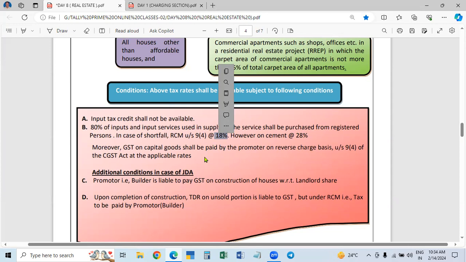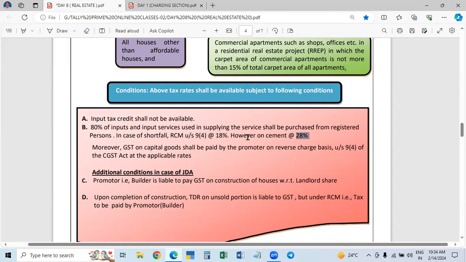For the 30%, actually 20% is okay, allowed. And for the 10% shortfall, you have to pay tax under RCM at 18%. If there is cement also, in the case of cement, the rate is 28% to be paid under RCM. Actually, you will not get ITC because you are purchasing from unregistered persons. So this is the problem.